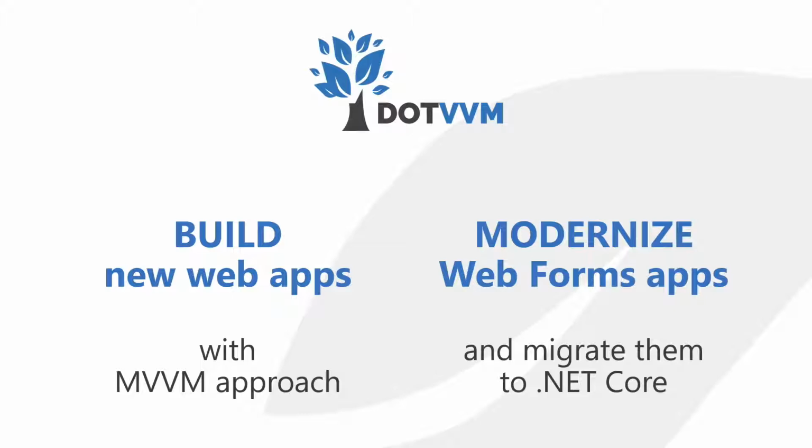With DotVVM, you don't have to have two applications. You can modernize in place in the old project, because DotVVM supports both .NET Framework and .NET Core. It can hook up to the old request pipeline and to the new ASP.NET Core request pipeline. So this is why I'm so thrilled about the DotVVM way of modernizing web apps.